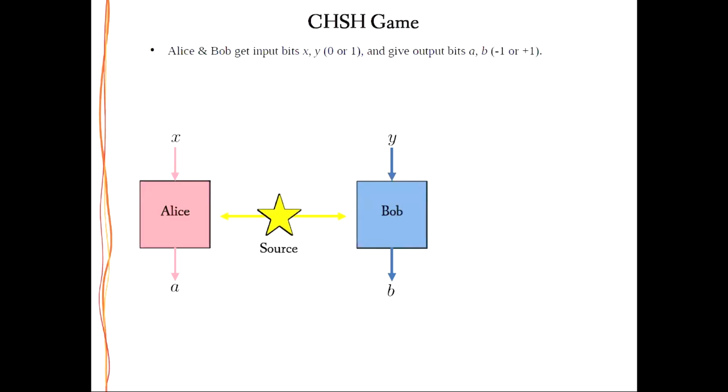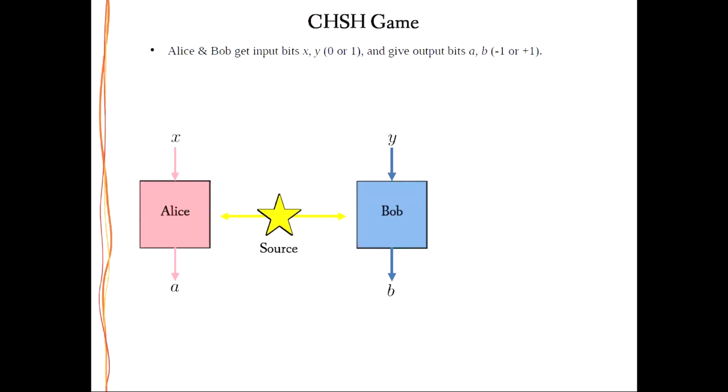So this is the game. We have two players, Alice and Bob, and they both get an input bit. Alice gets X, which is either 0 or 1, and Bob gets a Y, which is also 0 or 1. Then they have to come up with an output bit. Alice gives an output bit A, and Bob gives an output bit B, which is -1 or +1. So note the difference: the input is 0 or 1, and the output is -1 or +1.